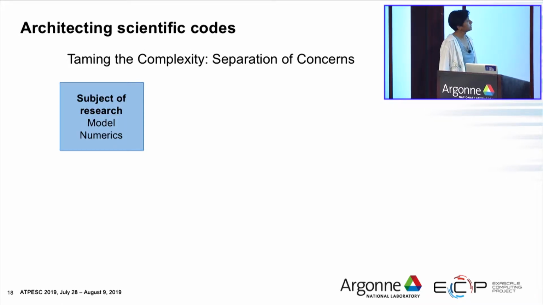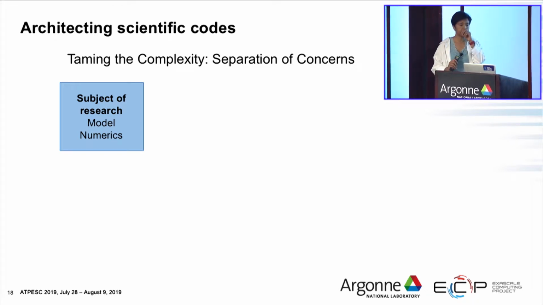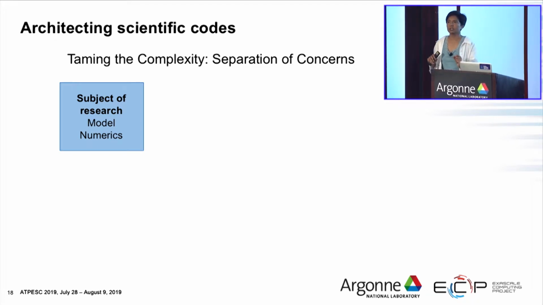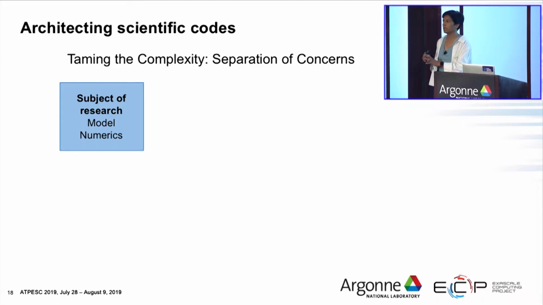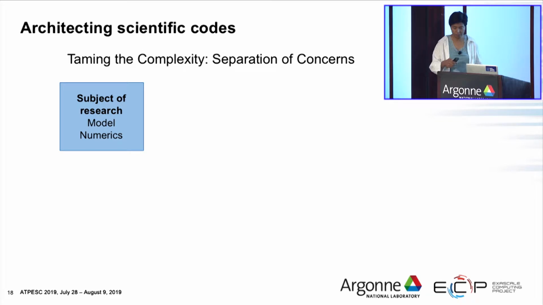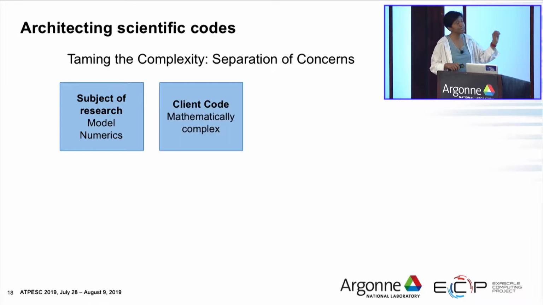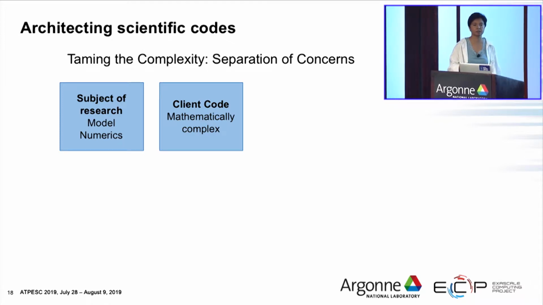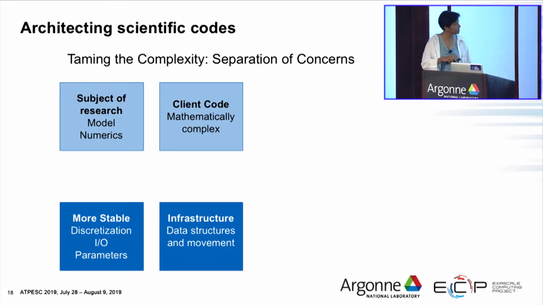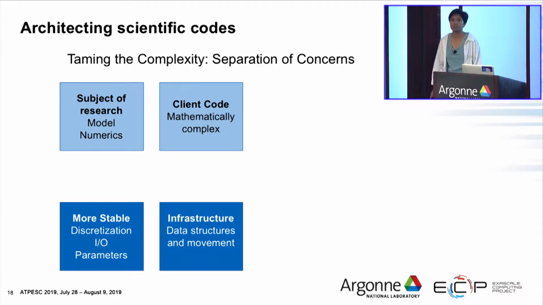And so this is the tack we take: we acknowledge that there are two different types of components in any code that we're working with. One set is the subject of research, which is your model, your numerics, and so on. This effectively should become the client code, as in mathematically complex client code. And then there are the more stable parts of the code, which are discretization, I/O, parameter running, which is basically the backbone of the code and its infrastructure, and that controls data structure and movement, etc.